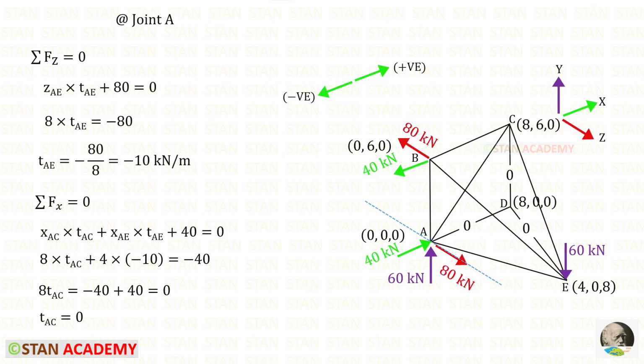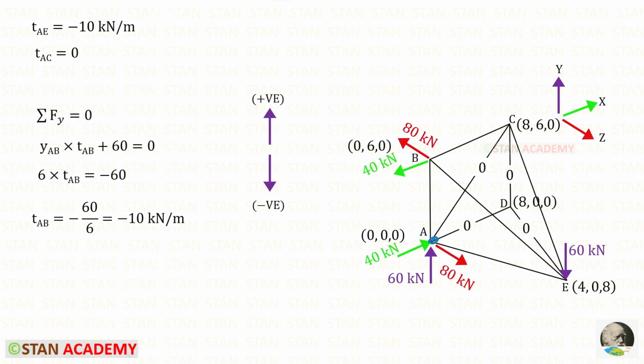Then we have to check if there is any load or reaction in the x direction. There is a reaction in the x direction, that is 40 kilonewton. It is acting this way, so it will be positive. Distance of AC in the x direction is 8 minus 0, so it will be 8. And for AE, it is 4 minus 0, so it will be 4. Just before we have found TAE, let us apply that. For TAC, we will get a 0.